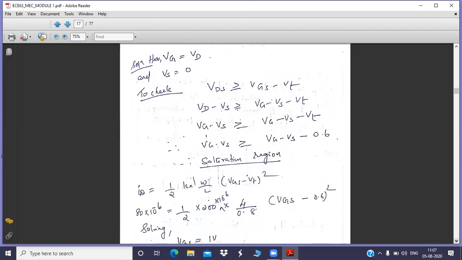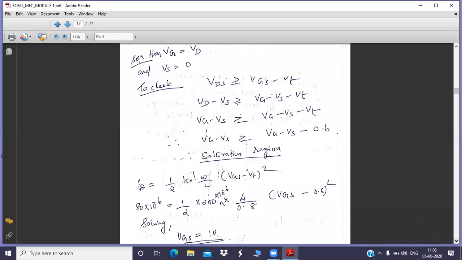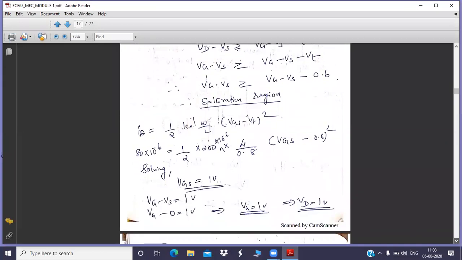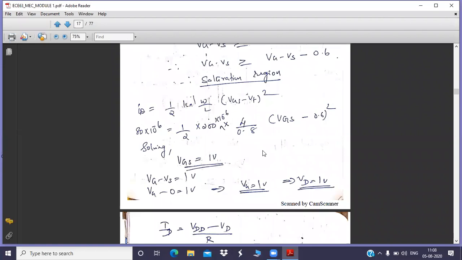Now we will go for the equation for saturation. Already I have told yesterday, and you have to substitute all the given parameters. ID you can substitute. ID is 80 microampere. Micro means you need to convert it. Kn dash is also given. W by L is also given. So everything you can substitute. VT is also given. And in the WhatsApp, I have mentioned the steps how we can solve for VGS. Likewise, I solved for VGS, that is 1 volt.